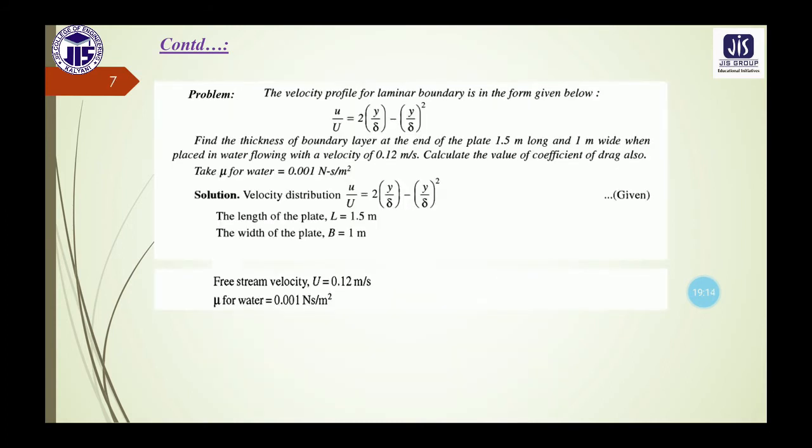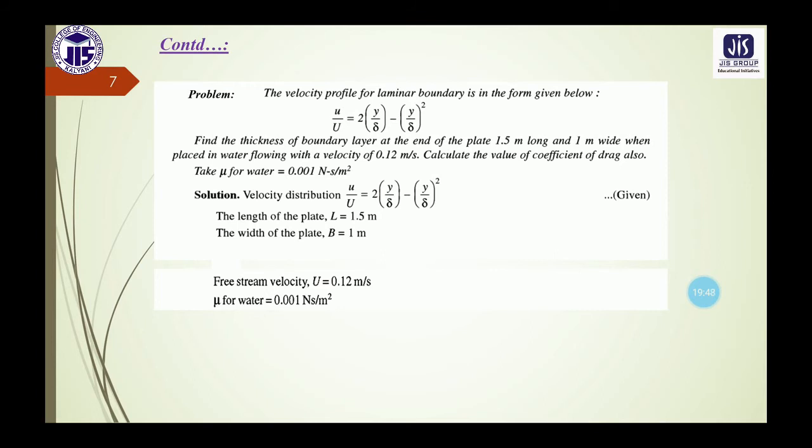So let us discuss one numerical: the velocity profile for a laminar boundary layer. It is given here: small u by capital U equals 2y by delta minus (y by delta) square. Now we need to find the thickness of the boundary layer at the end of the plate, 1.5 meter long and 1 meter wide, when placed in water flowing with a velocity of 0.12 meter per second. Now we need to calculate the value of the coefficient of drag also.